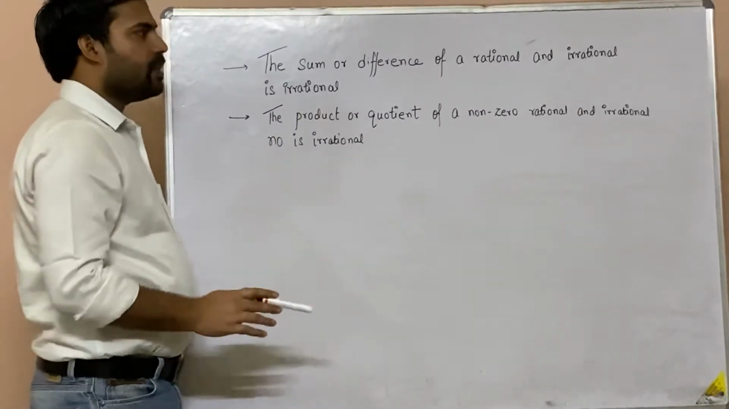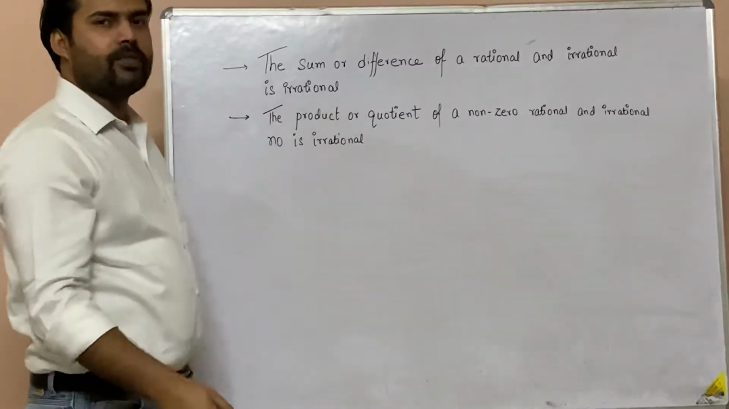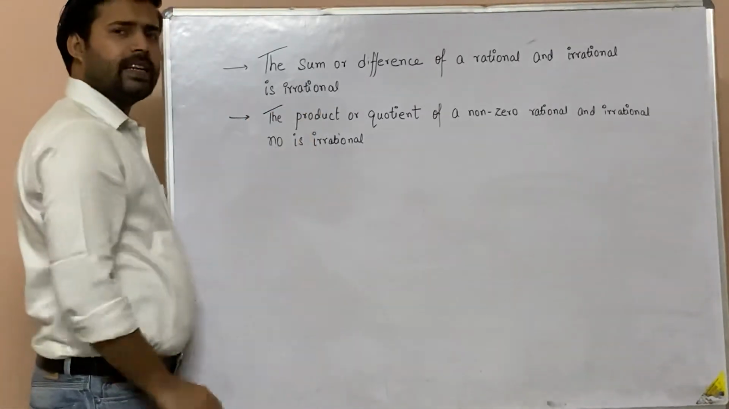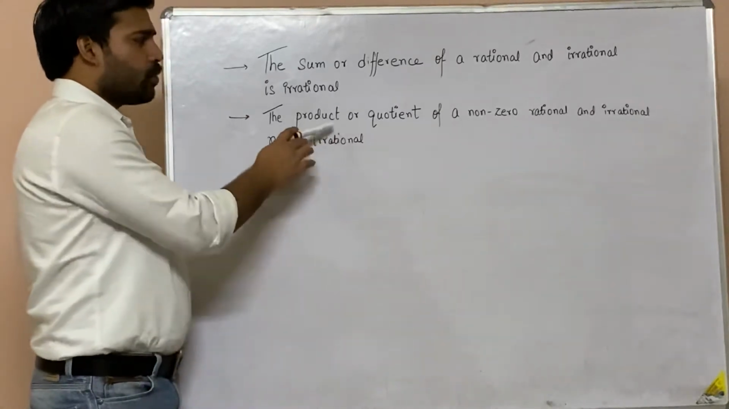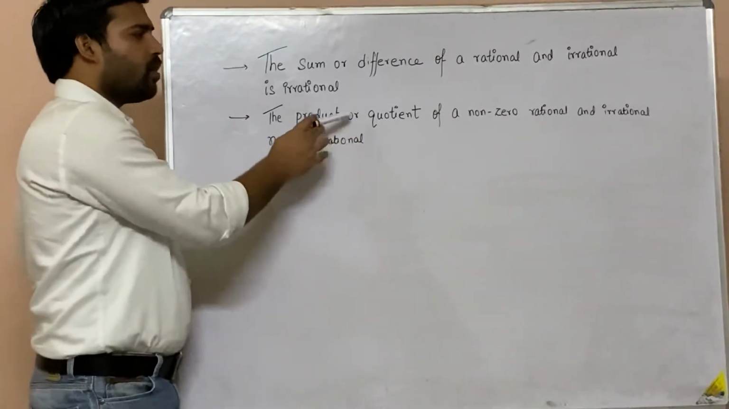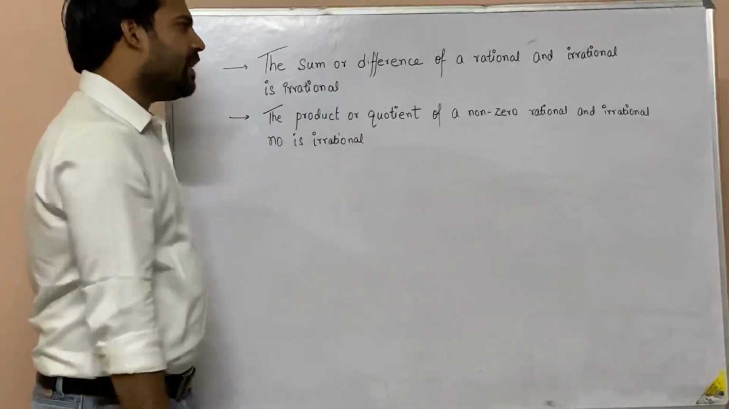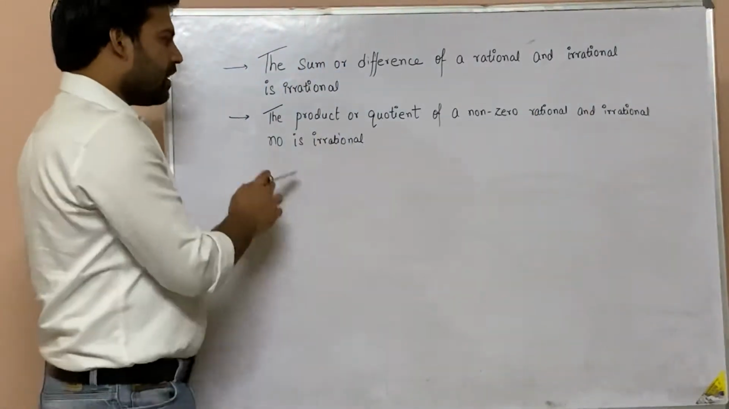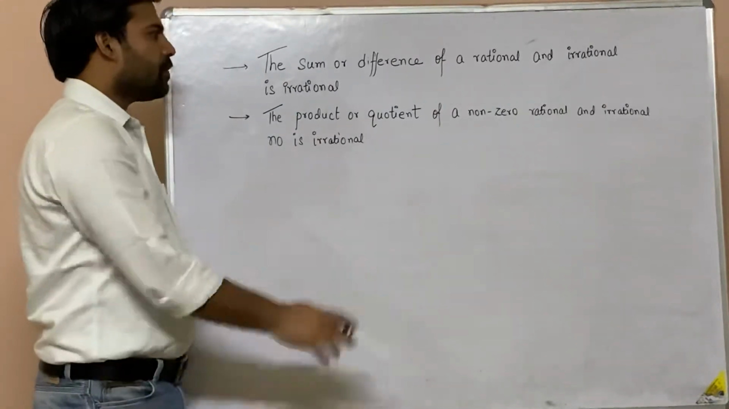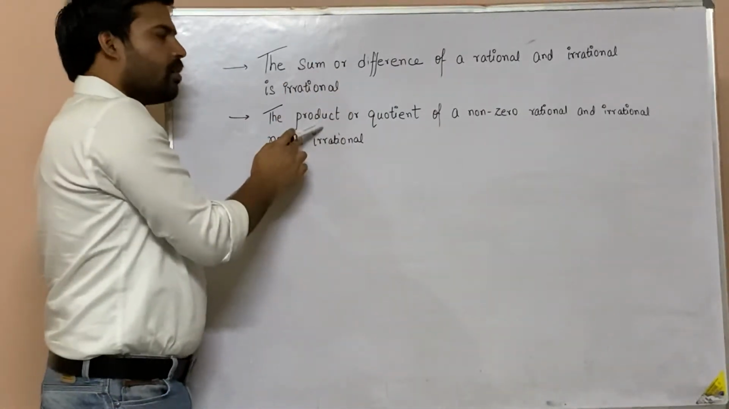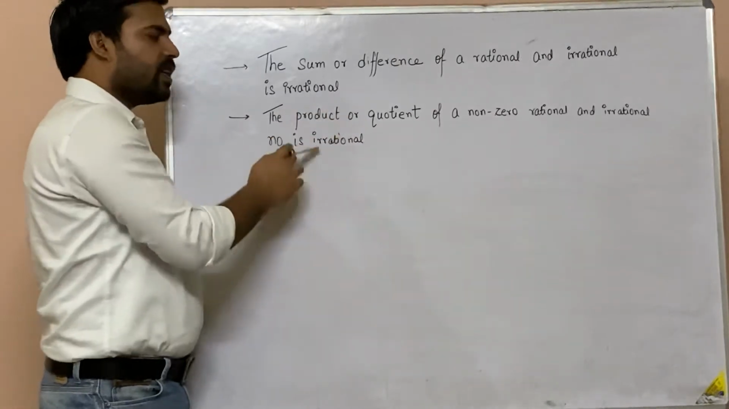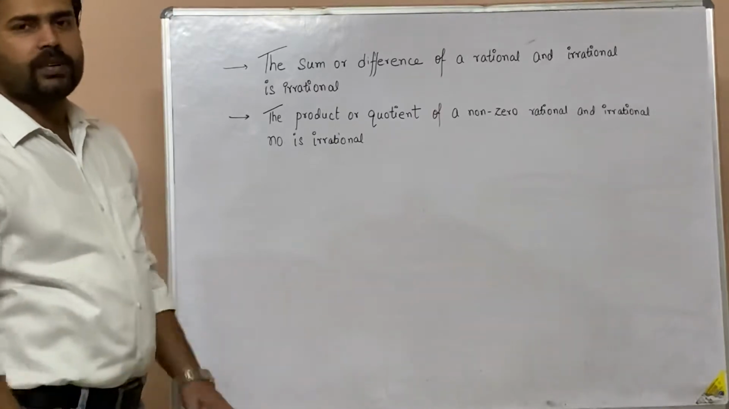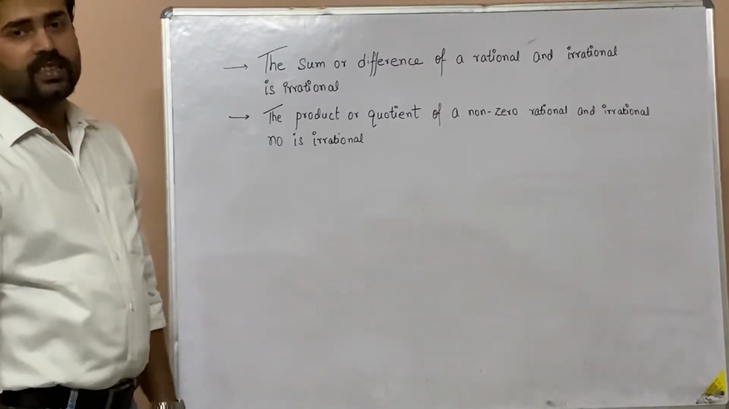Clear? That means if you are adding any irrational number with any other number, the result will always be irrational. Similarly, for the product or quotient, if you multiply or divide any non-zero rational number with an irrational number, the result is once again irrational. So sum, subtraction, multiplication, division, everything will give you an irrational number when done with one irrational number.